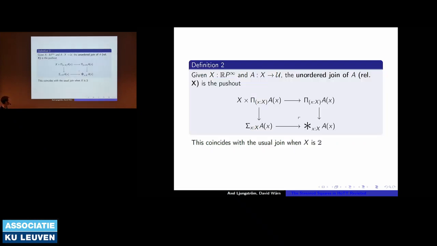So what's an unordered join? Given a two-element type x and a family A over x, the unordered join of your family relative to x is this pushout. You take unordered pairs of x across your base space, across your two-element type, and you push out by mapping into the total space of A and into the unordered pairs of A. And the implementation here doesn't really matter. The key thing is that if you specify that x is the Booleans, this is easy. You can easily prove that this is the usual construction of joins in homotopy type theory.